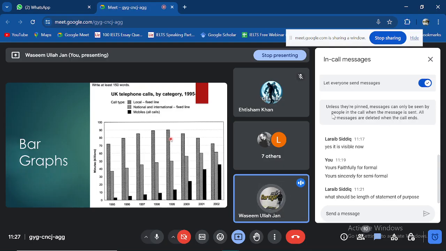Then you have to write 2 body paragraphs. These body paragraphs should cover in detail all the facts and figures. You have to write the figures. Like for example, in 1995, the local fixed line was 70 billion minutes. During the same time, the mobile phone calls were less than 10 billion minutes. Similarly, in 2002, the mobile calls were 40 billion minutes, while the local fixed line decreased to what? 70 billion minutes.